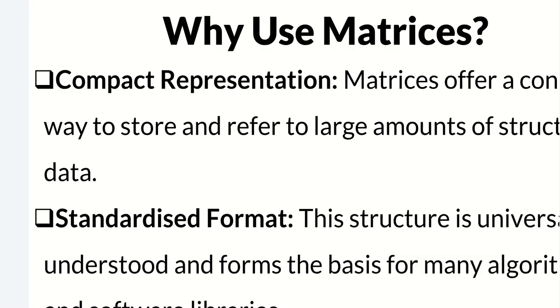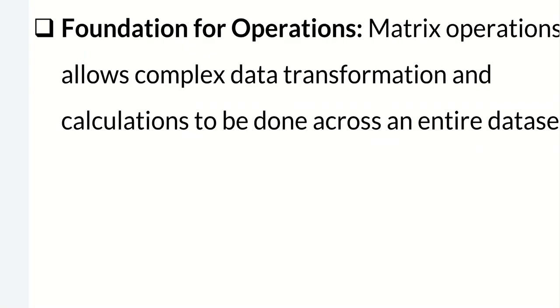All right. So why use matrices? Because we said it's compact and they offer a concise way to store and refer to a large amount of structured data. So that one is concise. You can arrange your data in a way that you can do computation with it. Then also it's the standardized format. That means it is what is used in many algorithms and software libraries. Many algorithms and software libraries rely on what? Matrices for their computation. Then the last one, foundation for operations.